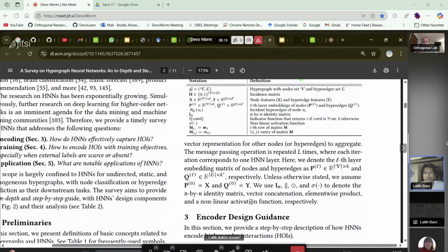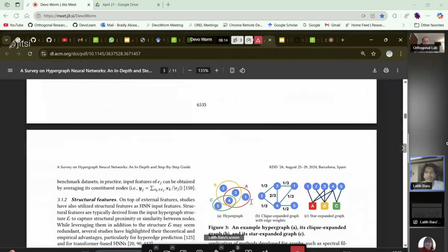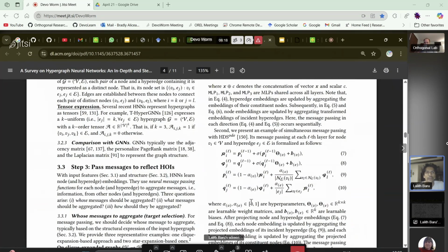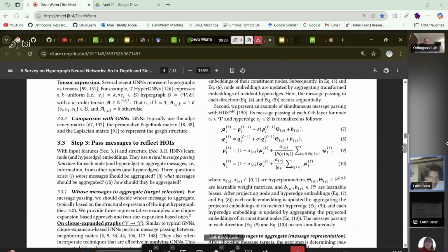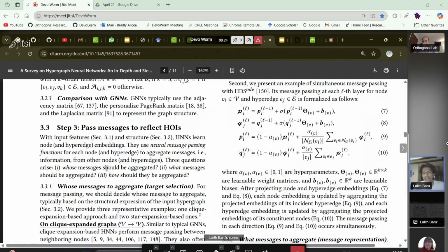Okay, so let's go into the part that we left off last week. So, message passing. How do we pass the messages in order to make the higher order interaction more effective? Some people call it the message passing mechanism. Some people call it the aggregation function.